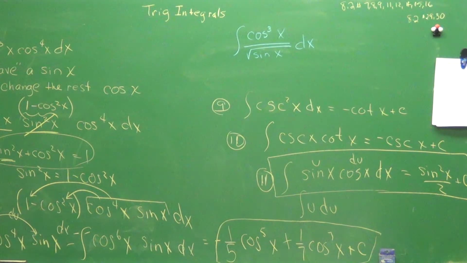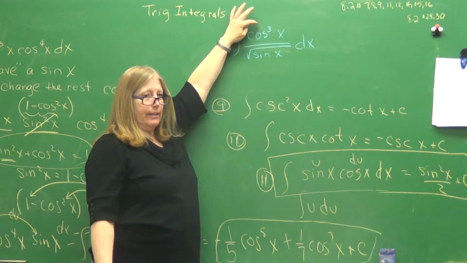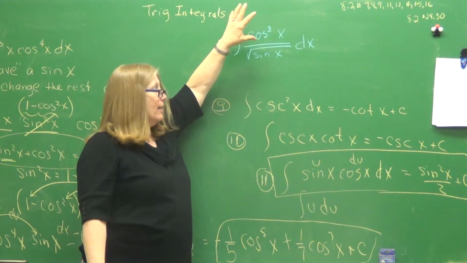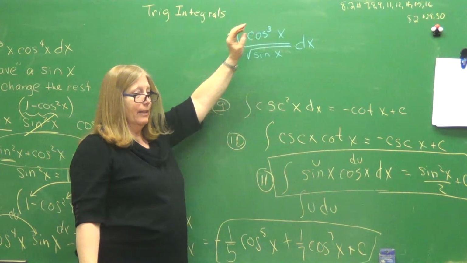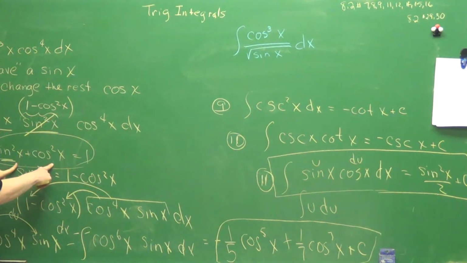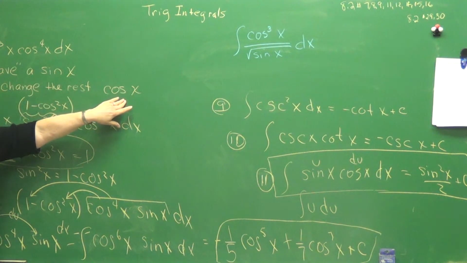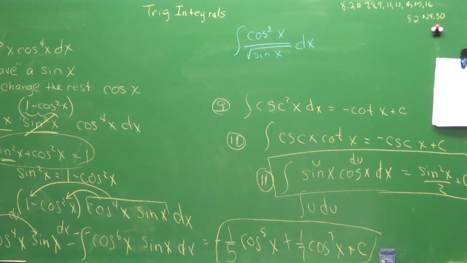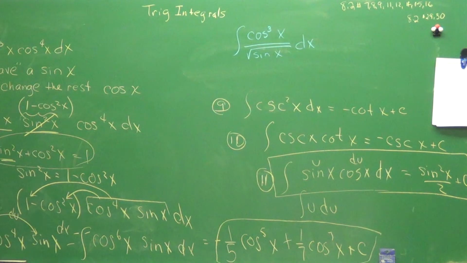So see if you can do the same strategy, except this time you're not going to save a sine x, you're going to save a cosine x, because that's what's cubed here. So you're going to take one out and save it, then you'll have cosine squared, and you'll be able to mess with this trig ID and change it to sine. So we're going to just save a cosine and change the rest to sine. So it's sort of the same strategy with the other function. So see what you can get on that.